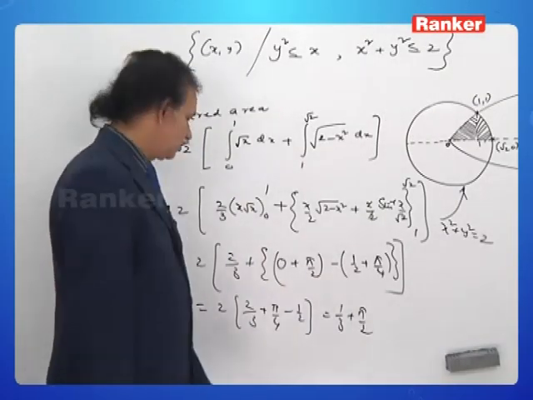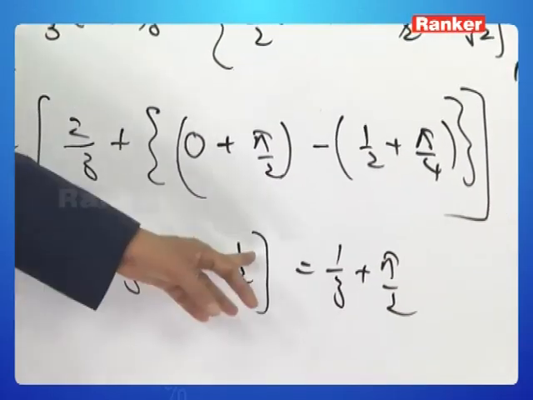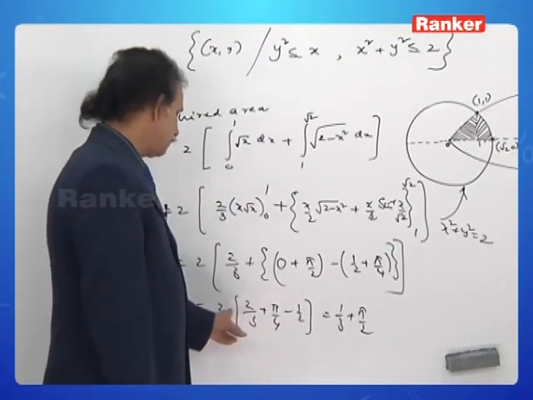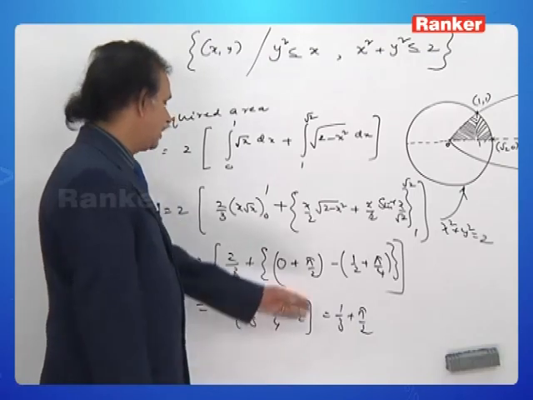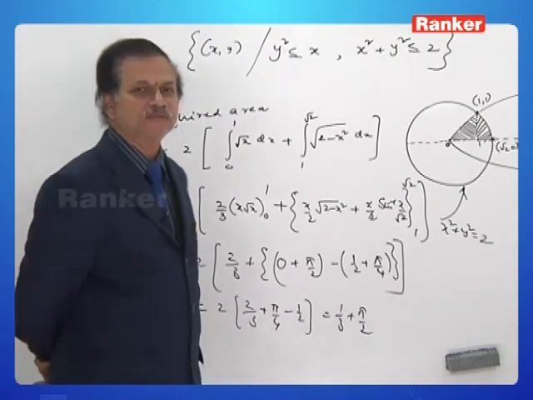I think you could have followed. 2 into 2 by 3, 4 by 3. 2 into half, 1. 4 by 3 minus 1 is 1 by 3. 1 by 3 plus 2 into pi by 4 is pi by 2. And the answer is 1 by 3 plus pi by 2. This is the beauty of the problem.